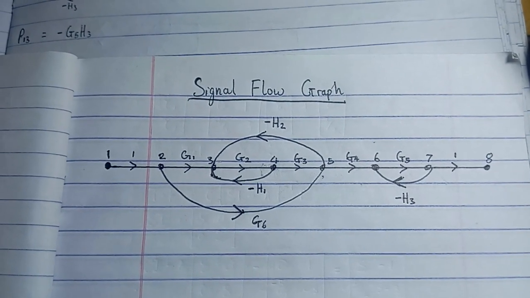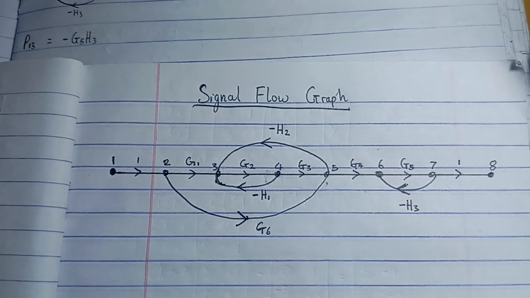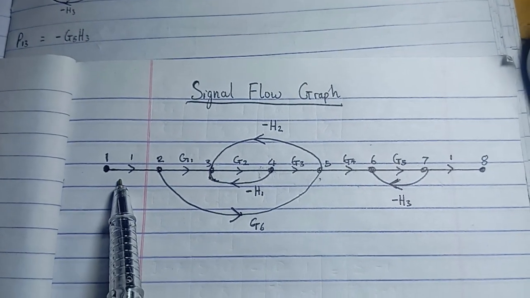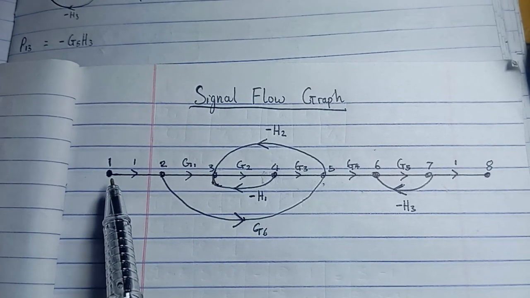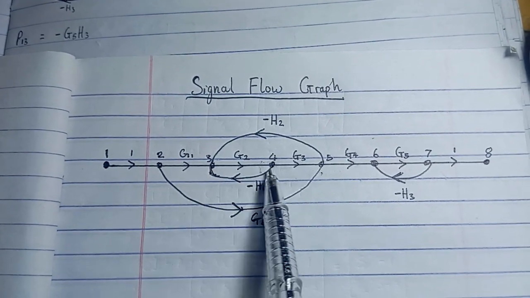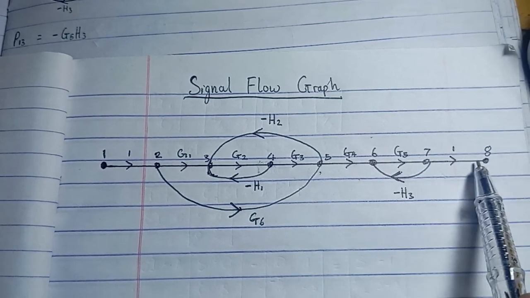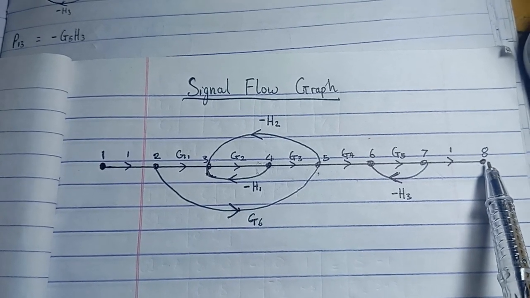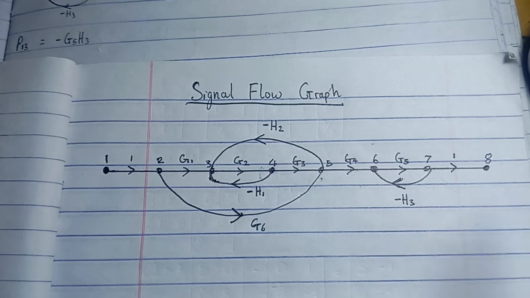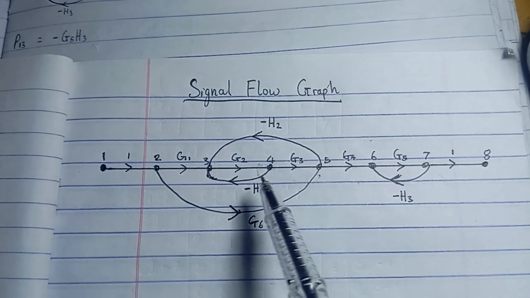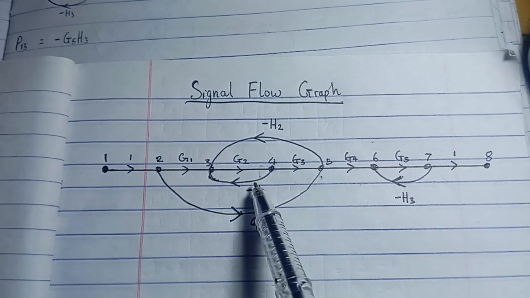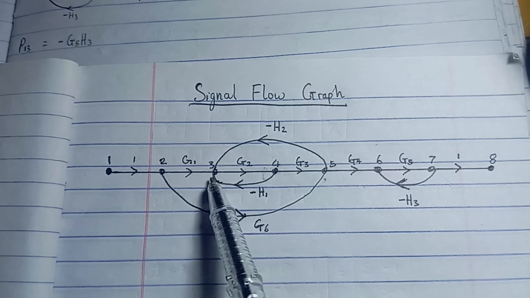Okay, so we're going to be doing the signal flow graph. Assuming this is a signal flow graph here, we have our points 1, 2, 3, 4, 5, 6, 7, and 8. Now, in this flow diagram, we have feedback points here from 4 to 3.